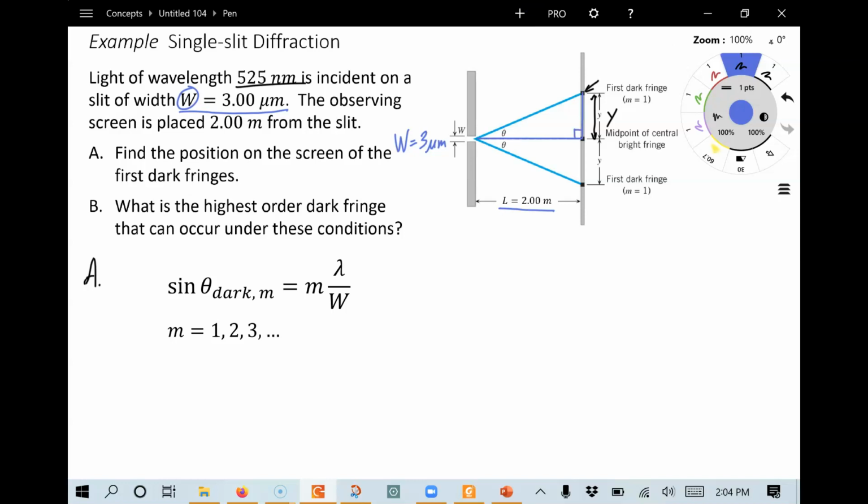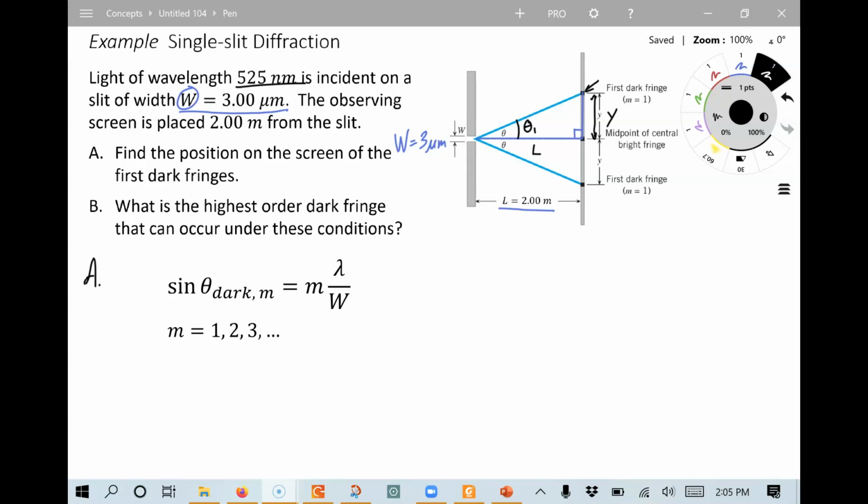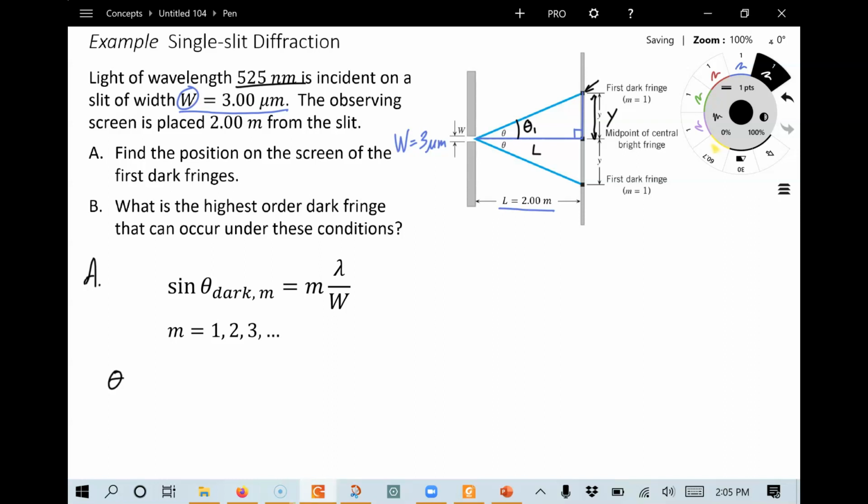We need to know what the angle is here, right? So we're going to be looking for this angle here. Call this one theta 1, for m equals 1. And we know what L is already, so we know that base. We just need to figure out what the angle is, then we can do Y. So to get this angle, we're going to work with the equation that we have here. So here's our theta, dark 1. I'm going to take the inverse function here, and we are going to be left with this, which is m lambda over W.